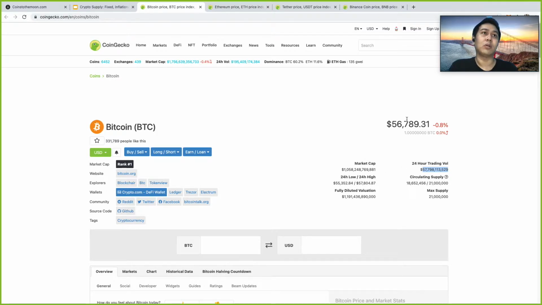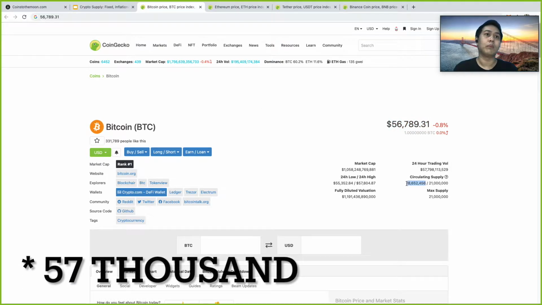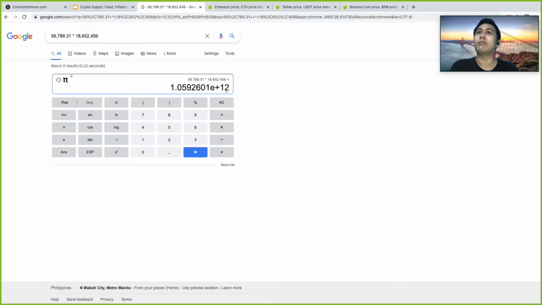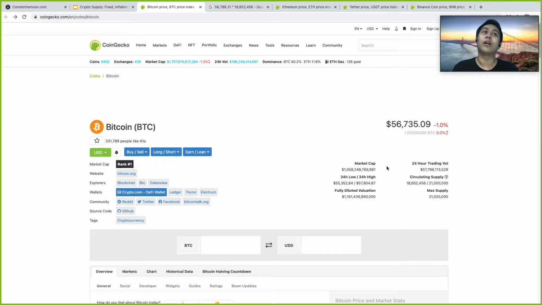To calculate the market cap, it's the price of the coin multiplied by the circulating supply. So if we go to our calculator and type 21,000 multiplied by the circulating supply, we can see that it matches the market cap. So that's how you calculate the market cap. Basically, it's the price multiplied by the circulating supply.